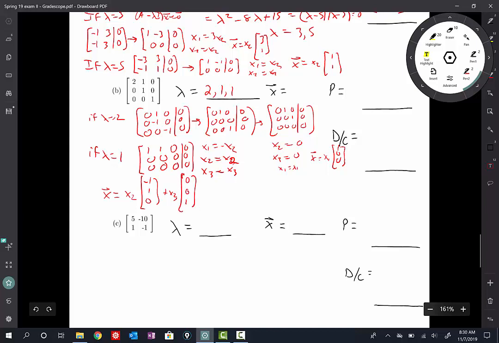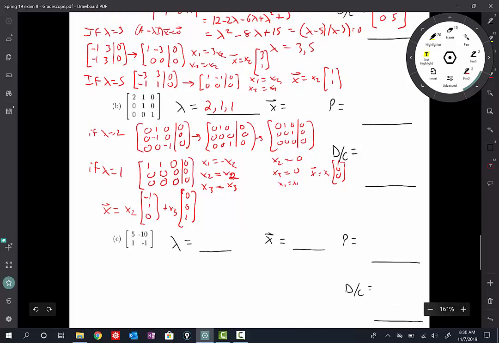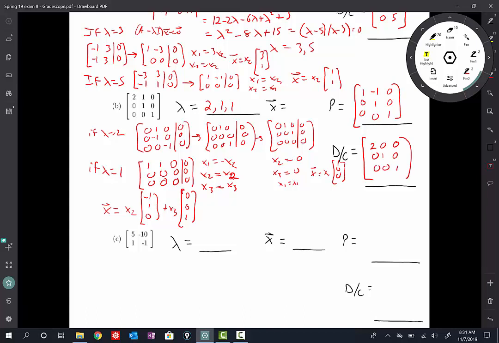So in this case, the dimension of this eigenspace is 2. The geometric multiplicity is 2, the same as the algebraic multiplicity. So it is diagonalizable. To form the matrix P, I'd first put my eigenvector associated with lambda equals 2, and then I would put my 2 eigenvectors associated with lambda equals 1. Then I'd form my matrix D: 2, 0, 0, 0, 1, 0, 0, 0, 1, eigenvalues on the diagonal entries. So I have finished part B.